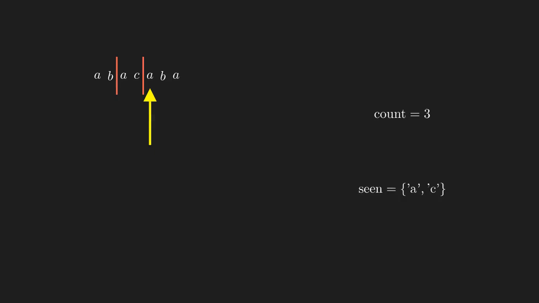Just like before, we prepare for the new partition. We completely clear the seen set, removing a and c. Then, we add the current character, which is a, into the empty set. Our seen set for the third partition now starts with just a.